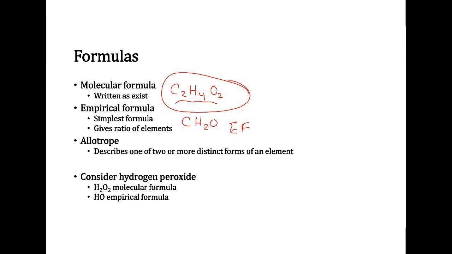Okay, one other thing that we should take note of is every now and then we'll see an allotrope. And this would describe one of 2 or more distinct forms of an element. So for example, if we had O2 versus O3, so if we're looking at oxygen versus ozone. So let's go ahead and consider hydrogen peroxide again. Hydrogen peroxide has a molecular formula of H2O2, and we can simplify that to have the empirical formula of just HO.